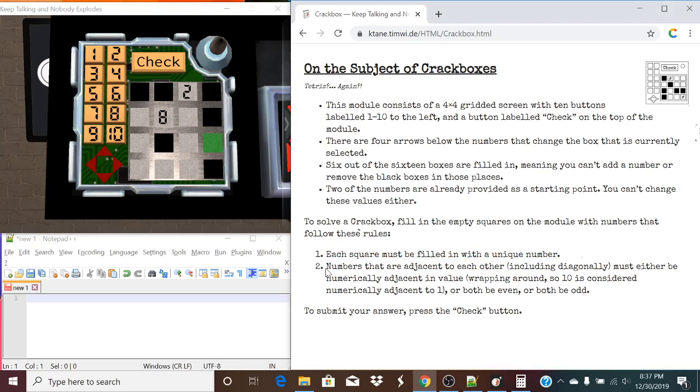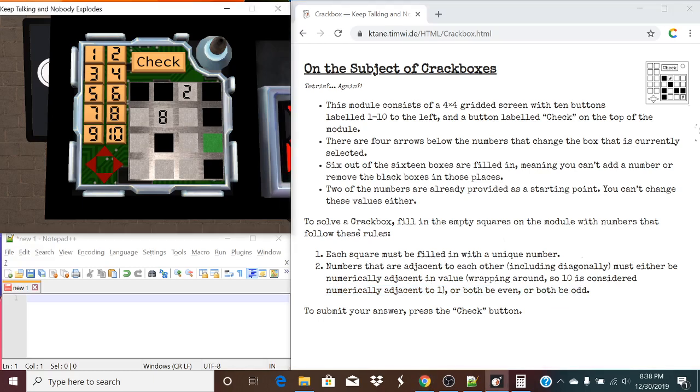Rule 2, and this is the one that really gets people. Numbers that are adjacent to each other, including diagonally, must either be numerically adjacent in value, wrapping around, so 10 is considered numerically adjacent to 1, or both be even, or both be odd.